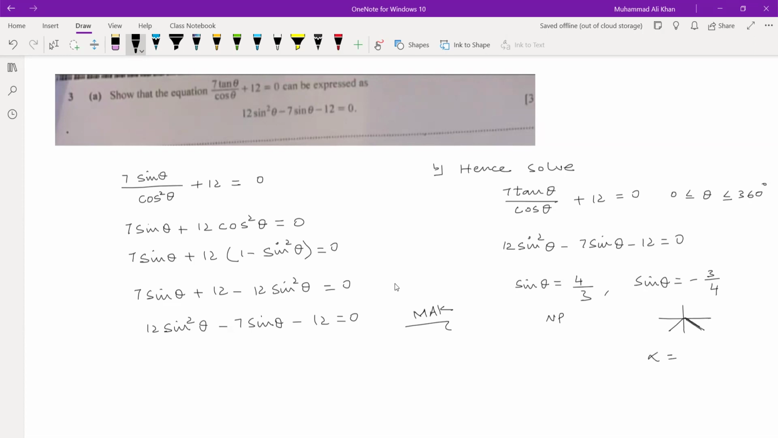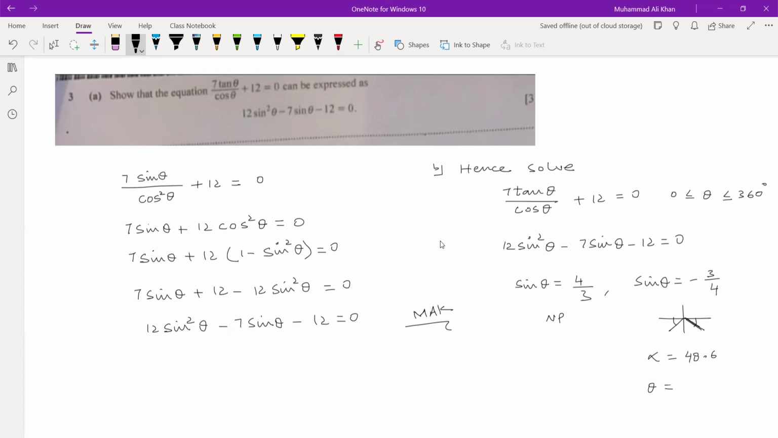Calculate the basic angle. The calculator must be in degrees. Sine inverse of 3/4. The basic angle is 48.6. Now, these are the basic angles, and we have to calculate the general angles.